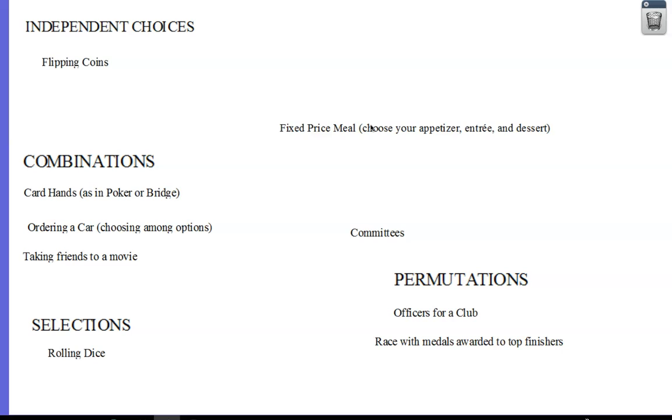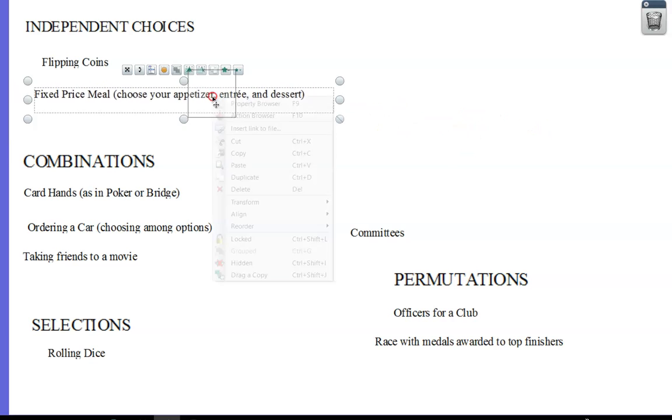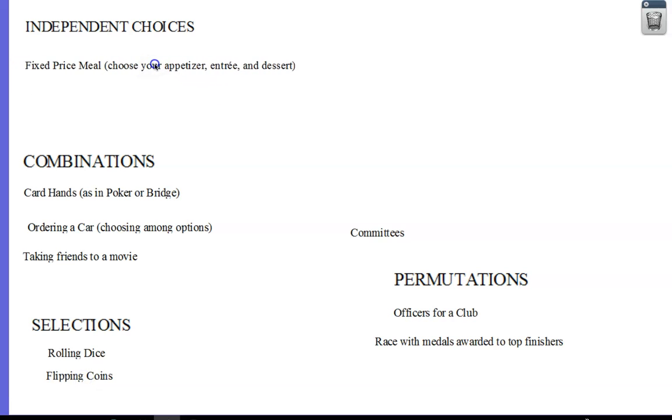A fixed price meal, choosing your appetizer, entree, and dessert. So here's where you have these independent choices. Choosing your appetizer is independent of what you choose for your entree, which is independent of your dessert. You're going to multiply all those together. That's definitely an independent choice. Again, flipping coins could kind of be here, but it could also kind of be under selection. So this is definitely an independent choice problem. And then committees. Anything with committees, guys, immediately should be under combinations, because with committees order doesn't matter. There's no specific role. You're just a part of a group. These are going to be important because then you can figure out how to attack a problem. So make sure that you're comfortable with doing that.